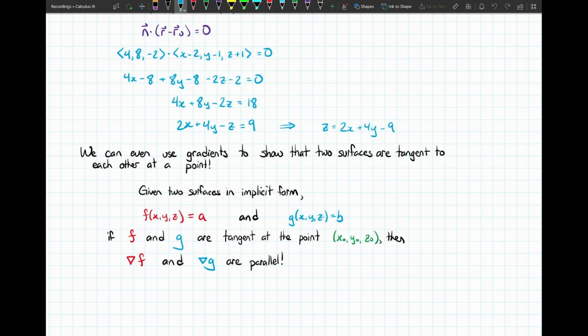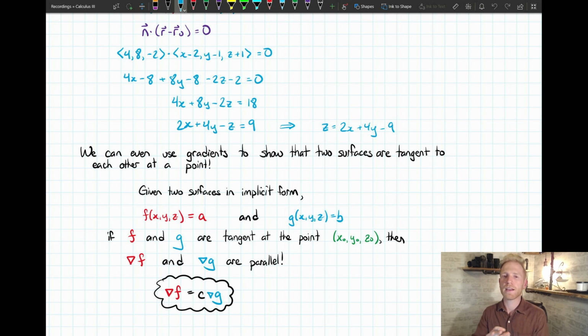Now, by definition of parallel, that just means that the gradient of f is some scalar multiple of the gradient of g. Hold on to that fact because we're going to be seeing it again in a future video when we take a look at optimization. In fact, this is still true even just for curves. If two curves share the same tangent line, in which case they are tangent to each other, then their gradient vectors are going to be parallel to one another. So we'll see that again in the future.